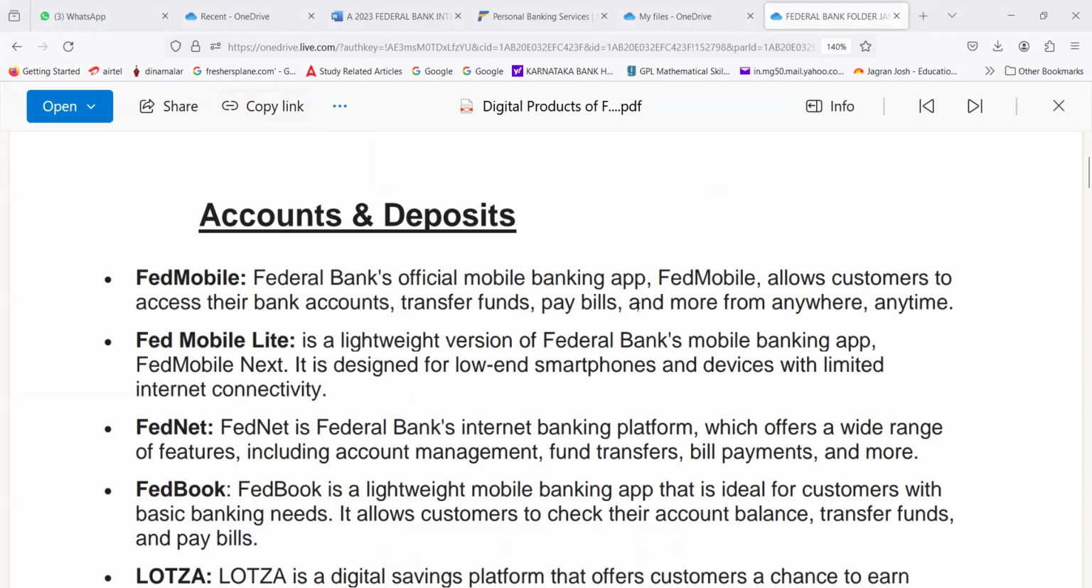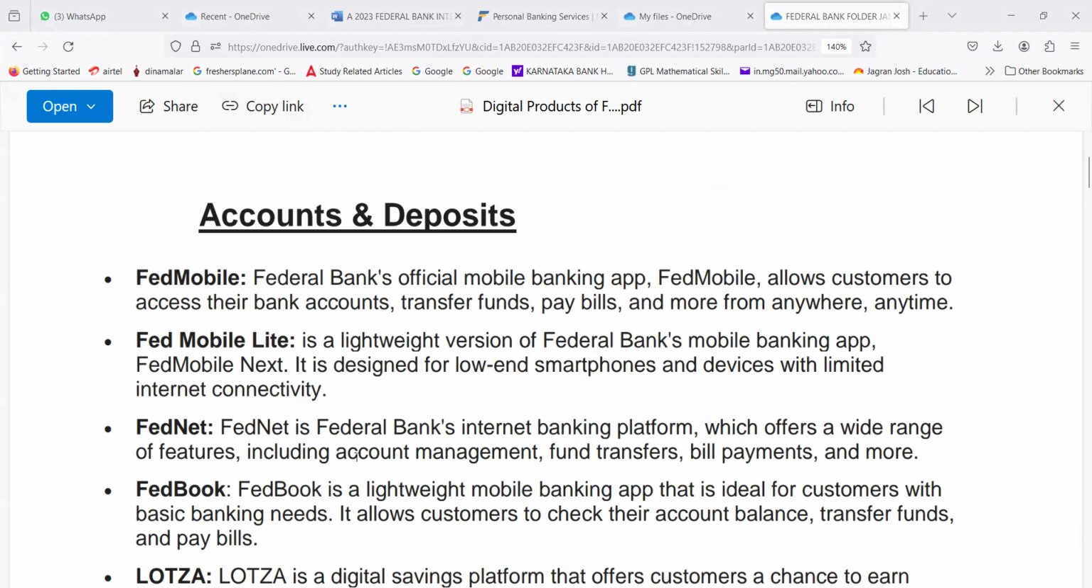Yes, sir. Accounts and deposits. Fed Mobile. Federal Bank's official mobile banking app, Fed Mobile, allows customers to access their bank account, transfer funds, pay bills, and more from anywhere at any time. Fed Mobile Lite. It's a lightweight version of Federal Bank's mobile banking app, Fed Mobile Next. It is designed for low-end smartphones and devices with limited internet connectivity.